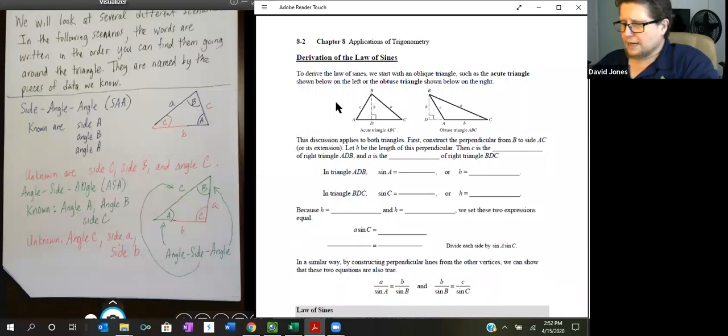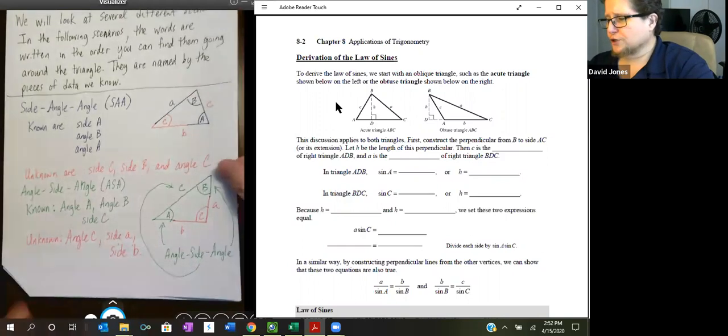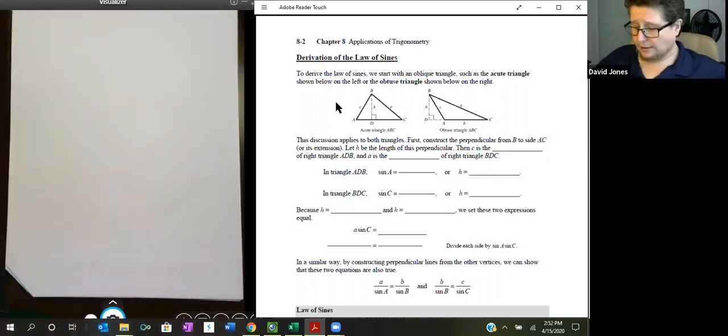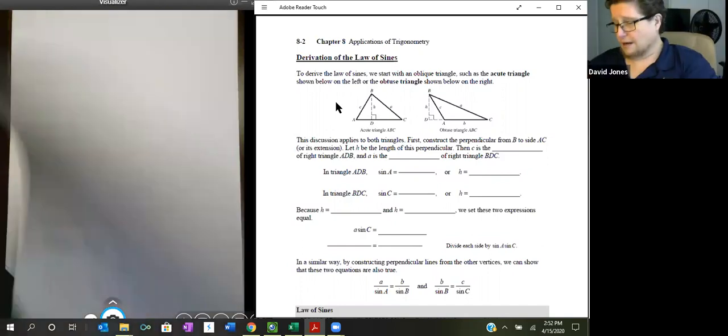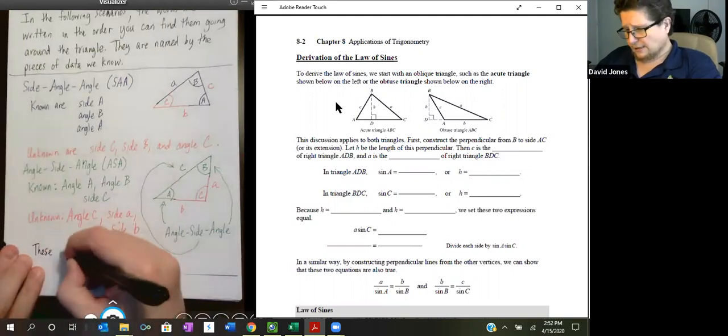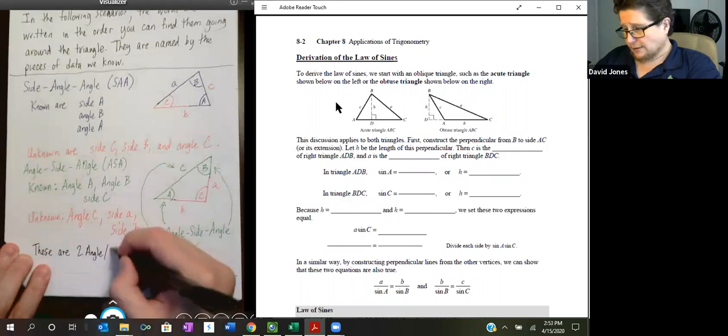So those are the two examples where we know two angles and one side. Sometimes we know two sides and one angle. So let's look at those options. I can write this here though. These are the two angle, one side options.